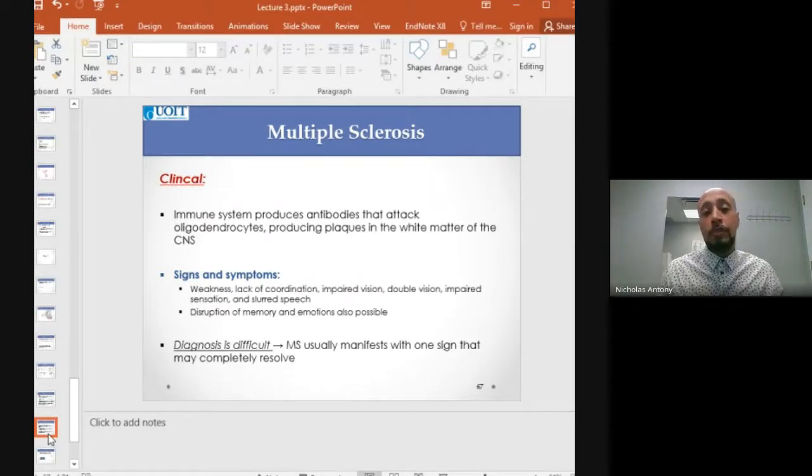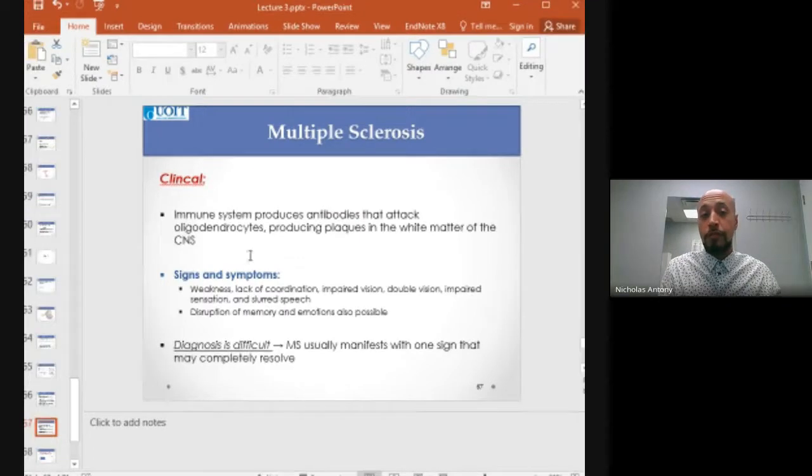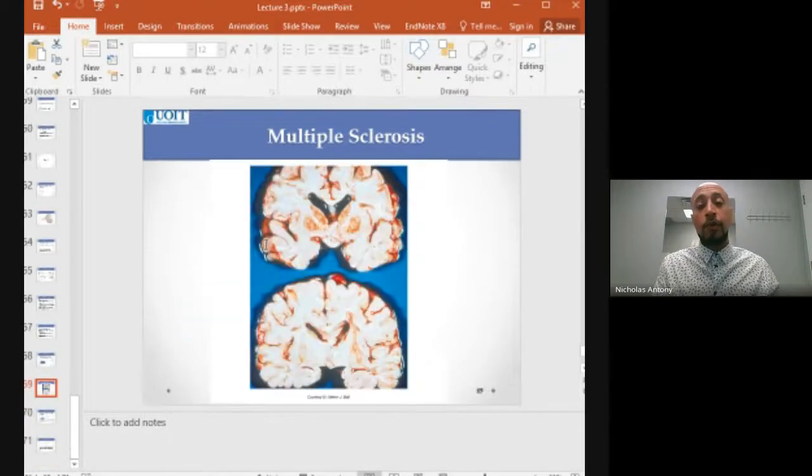That's not an autoimmune disease though. I think Joseph's just trying to show off. Multiple sclerosis is an autoimmune disease, but this is now not affecting the peripheral nerves. This is affecting centrally. So we have our immune system producing antibodies that attack the oligodendrocytes. So remember, in our central nervous system. And then what happens is that we get these white plaques in our brain. Multiple sclerotic plaques in the brain is a sign that you have multiple sclerosis.